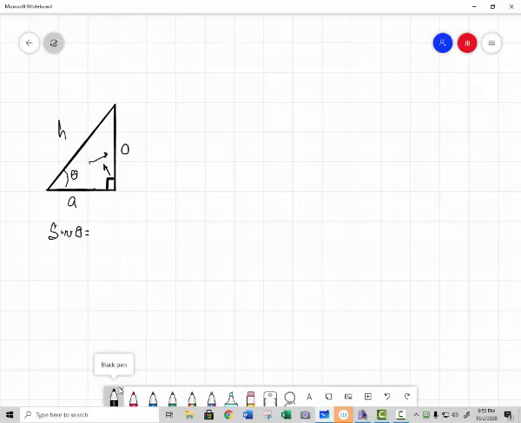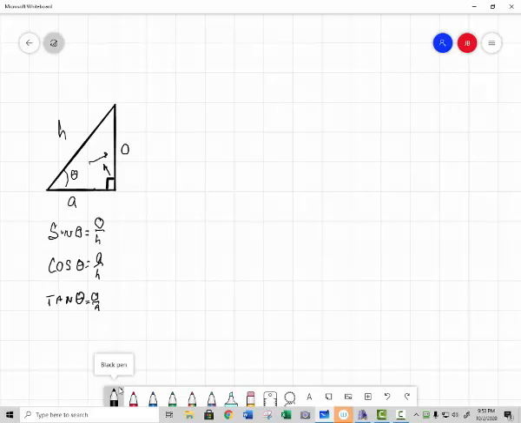very simply, it's a fraction. It's the length of the opposite side divided by the length of the hypotenuse. That's all there is to it. The cosine of theta is the adjacent side divided by the hypotenuse. And the tangent of theta is the opposite side divided by the adjacent side. Just three fractions. That's all there is to it.